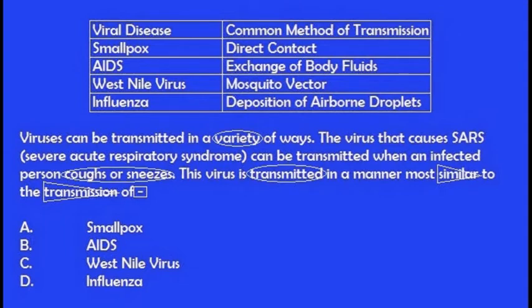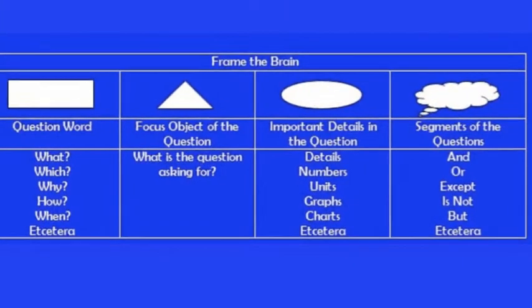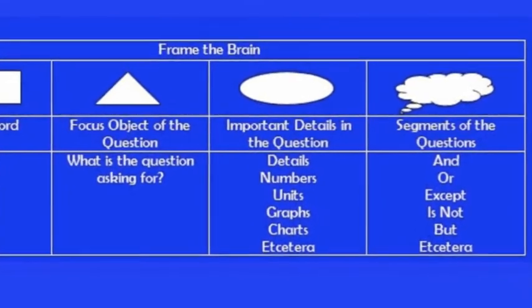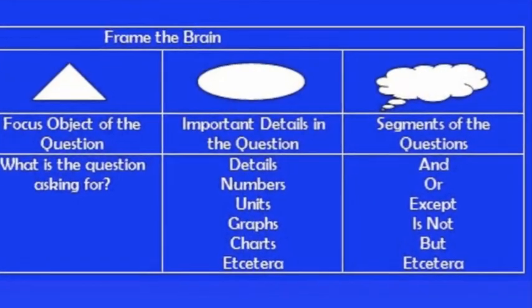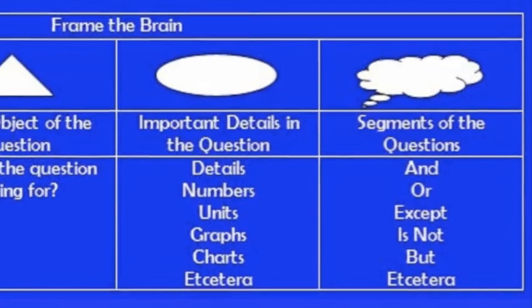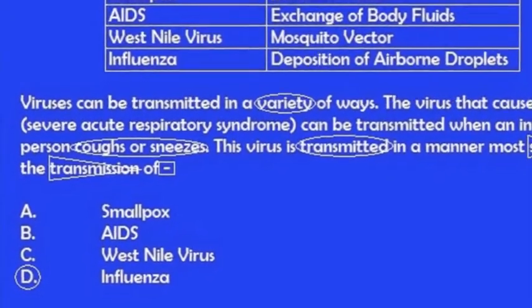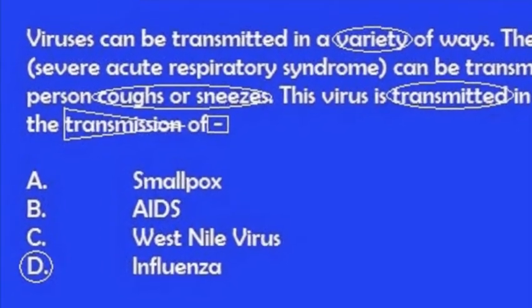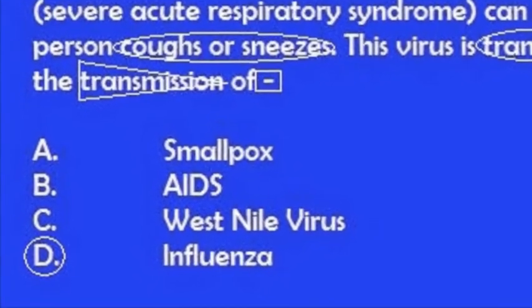Then I circle important details such as variety, transmitted, and coughs or sneezes. Finally, I put a thought bubble around the segment words, which include and, or, except, is not, but, and both. This gave me a final answer of influenza because both influenza and SARS are airborne diseases.